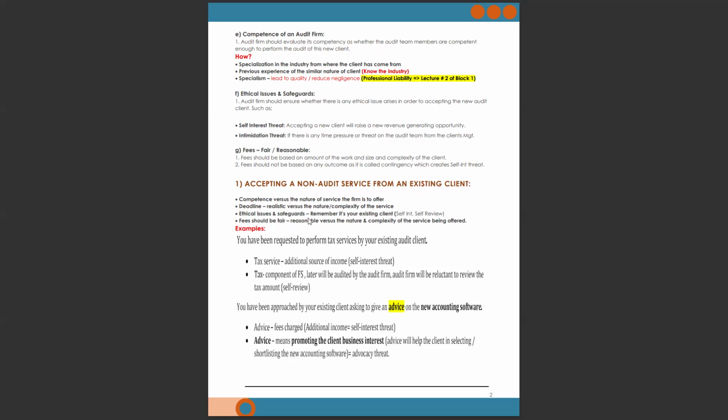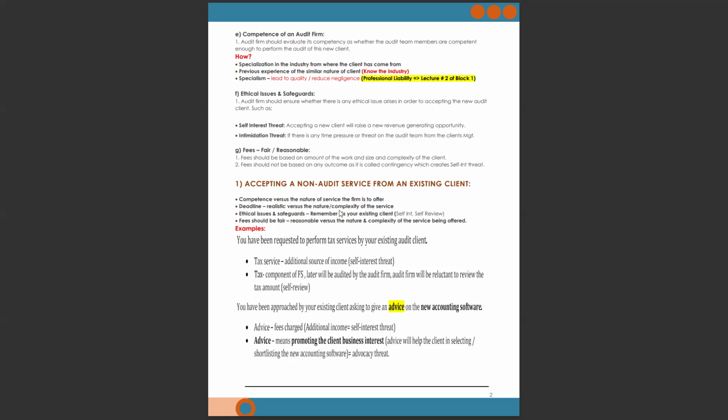Third, ethical issues and safeguards. Remember, it's your existing client, so there can be a possibility of self-interest and self-review threat. How self-interest threat? Again, you are generating an opportunity for additional revenue. And how self-review? Self-review because this is your existing client and there is a possibility you will not do your work diligently, or you will review your previous work. So it results in a self-review threat. Last point, fees should be fair and reasonable versus the nature and complexity of the service.